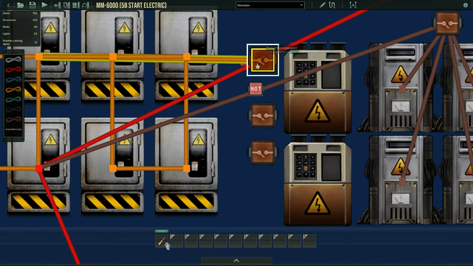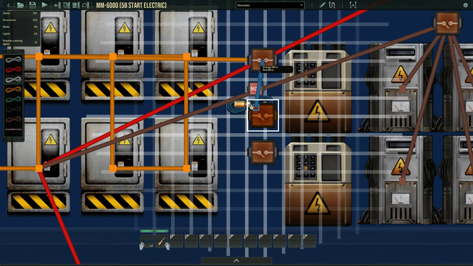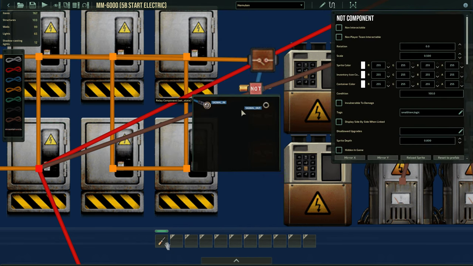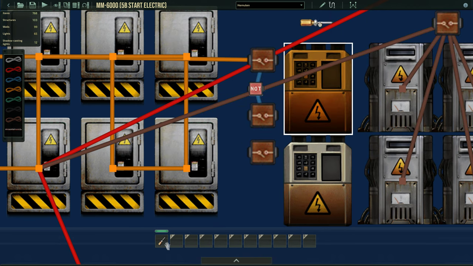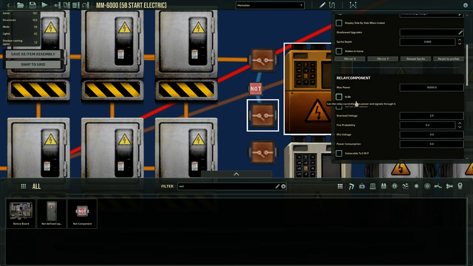And what I want is whenever this relay is on, I want the other relay to not be on. So I have this not component over here and into the set state of this. To be extra safe, I also turned off is on for this relay. Most relays, whenever you use them, their is on is turned on by default.